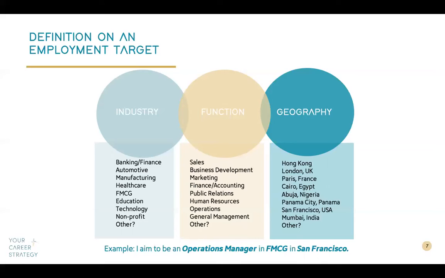Okay, and so the definition of an employment target, as Eli mentioned, has three specific pillars that I want to introduce to you. The first one is the industry, the second one is the function, and the third one is the geography. Now some of you might be thinking, okay, yeah, but I already know that, right? I know these things. But here's the rub.